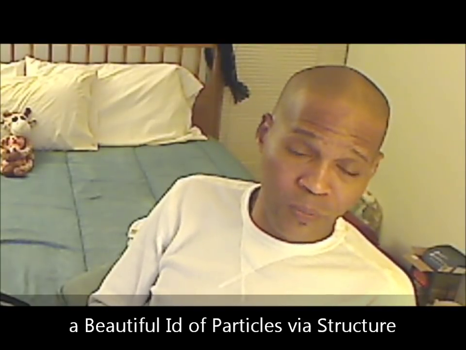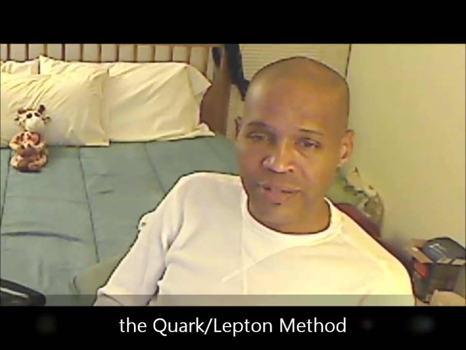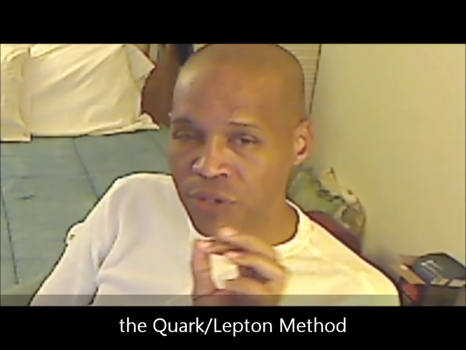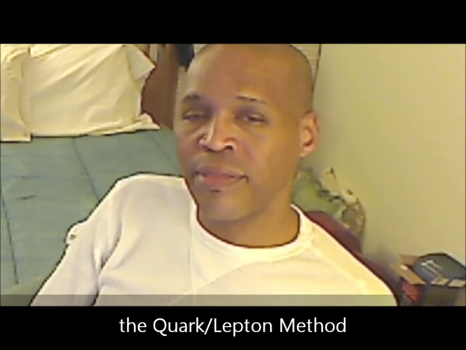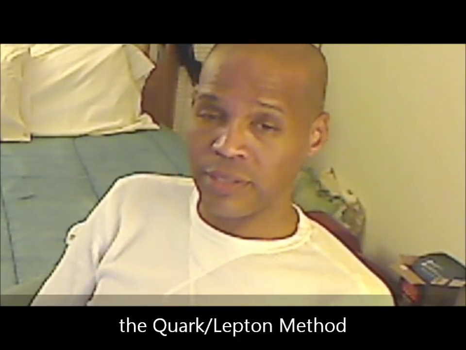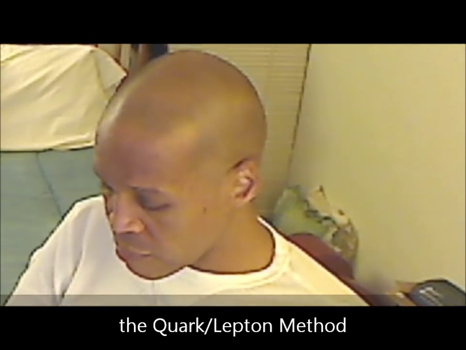And by the way, I call this the quark-lepton methodology. It's where you look at a graph, and looking at the loop structure of the graph, you identify it with a leptonic structure or a quark structure. And so we have this association.